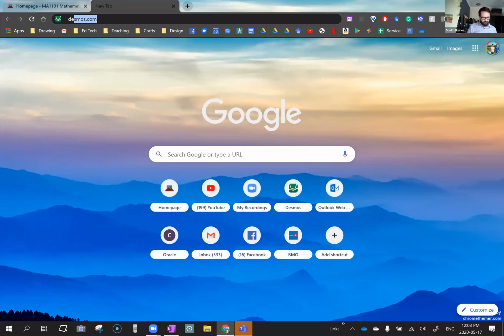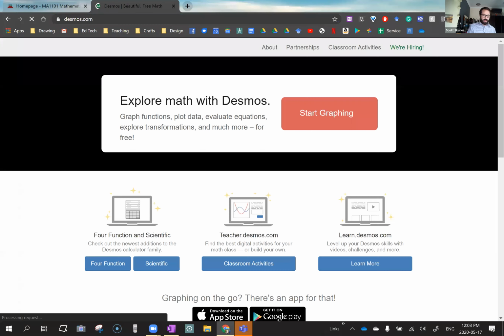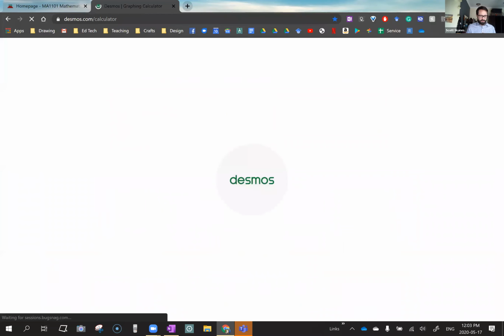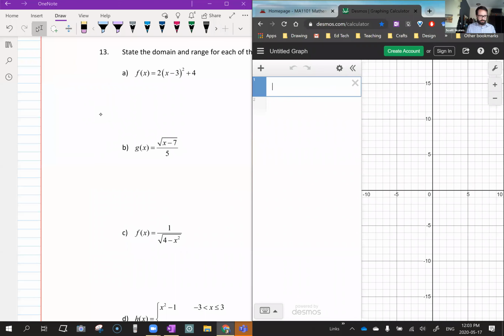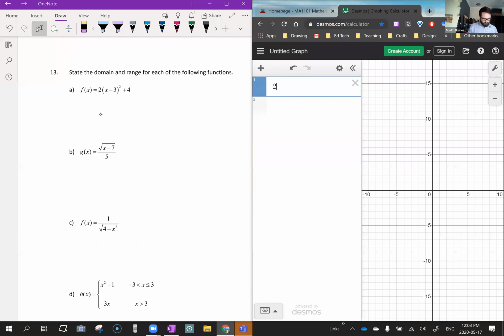So graph it on your phone or graph it on your computer, graph it any way you can. I've been doing this all term. I've been telling you to do it. So it shouldn't come as much of a surprise that it would be something you want to do on a test. Just look at it. 2x minus 3, square it, add 4. I can easily tell now what the domain and range are.